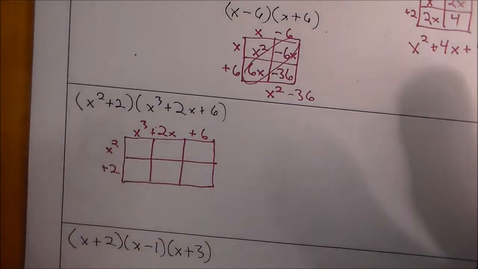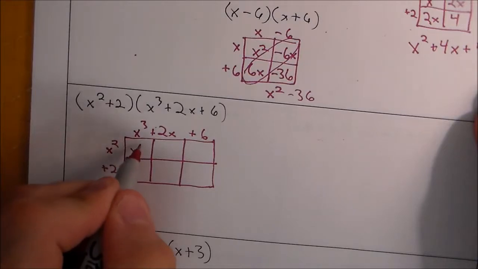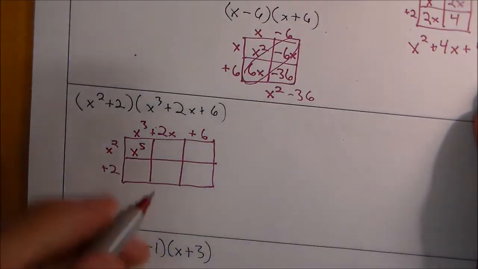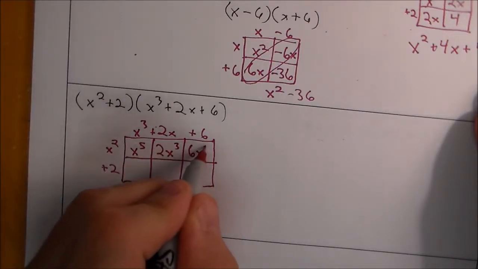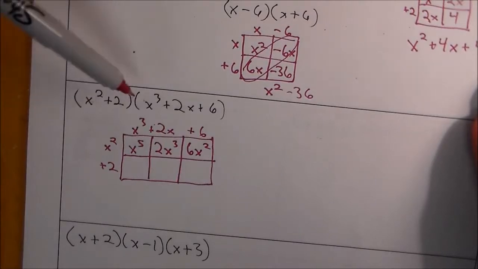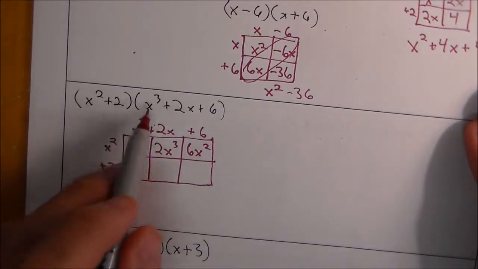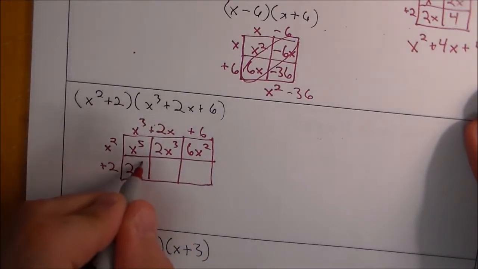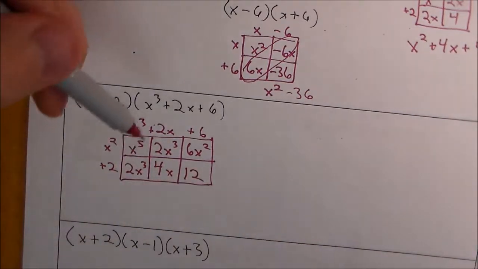So the first box goes back to our critical rules that we had for the product rule. x squared times x to the third gives us x to the fifth. Next to that, we're going to go 2x to the third, and then 6x squared. What we've really done there is we've multiplied x squared to each of the terms in that trinomial. Next row is multiplying 2 to all of those terms. 2x to the third, 4x, and 12.